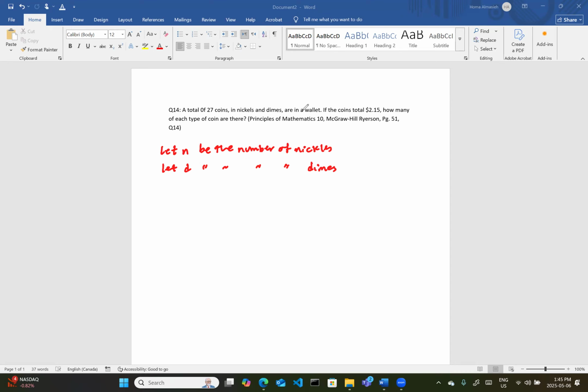So we should see what the assumptions in the question are. A total of 27 coins. So the first equation will be n, the number of nickels, plus d, the number of dimes, which is in total 27 coins. So this is the first equation. And for the second equation, we have the second part of this example, which is if the coins total $2.15, how many of each type of coin are there?